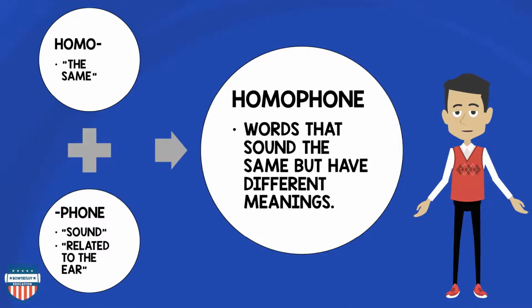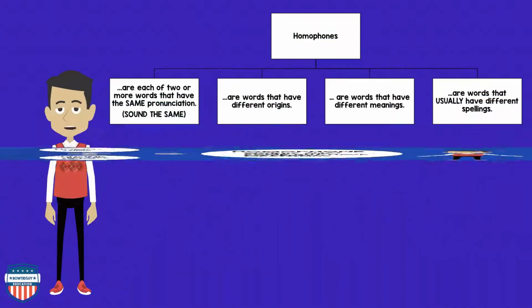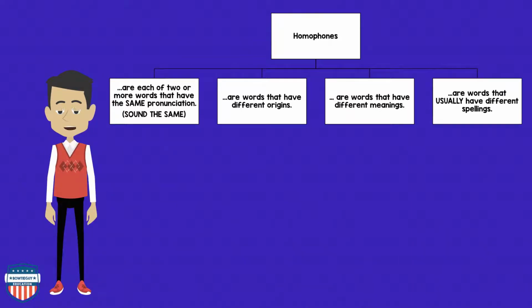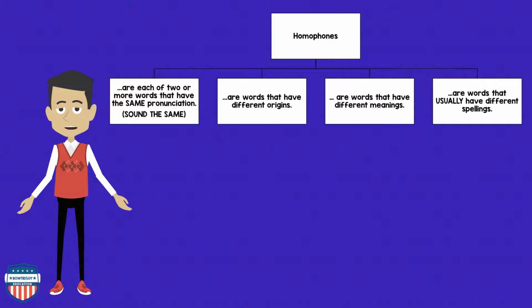What is a homophone? Let's take a look at the prefix and suffix to try to figure it out. The prefix of the word homophone is homo, which means the same. The suffix is phone, which means sound or related to the ear. Homophone, words that sound the same but have different meanings. Homophones are each of two or more words that have the same pronunciation. They sound the same. They are words that have different origins. They are words that have different meanings. And they are words that usually have different spellings as well.